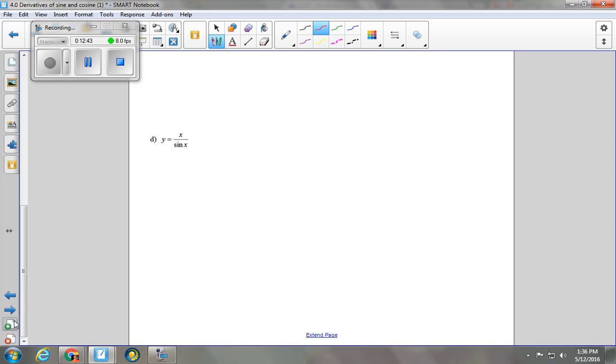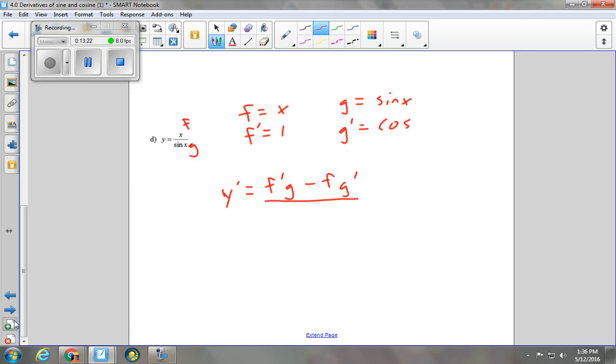Yeah. So now we've got f and we've got g. So f is equal to x, f prime is equal to 1, g is equal to sine x, g prime is equal to cos x. Okay, and the quotient rule is y prime is equal to f prime g minus f g prime over g squared.